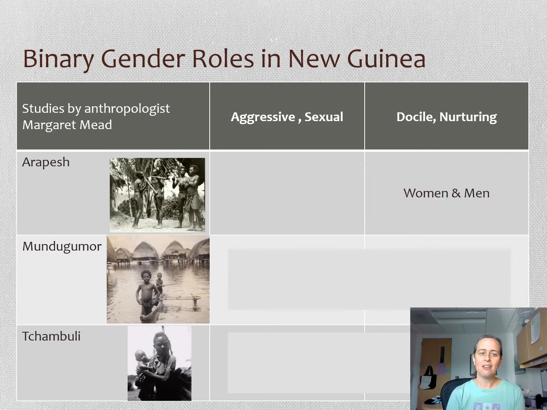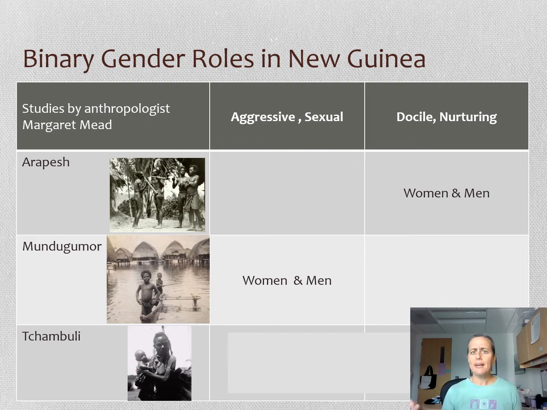And so what she found was that the Arapash, which were a very peaceful tribe, both women and men participated equally in child rearing and hunting and the gathering of food as well as the hunting. They were all pretty chill and lovely, and so they were all docile and nurturing, both the women and the men.